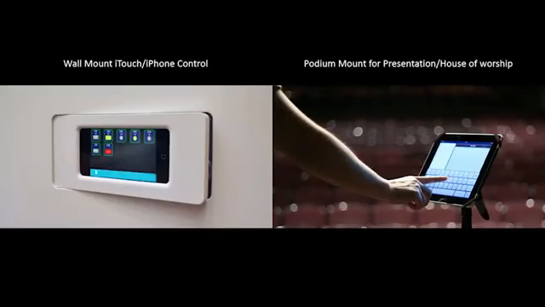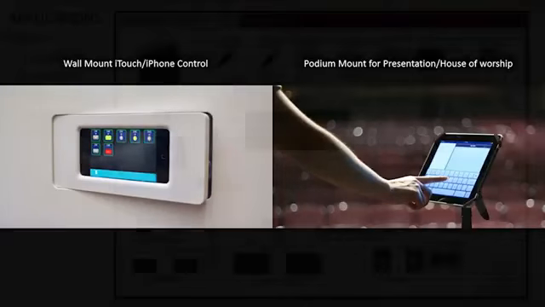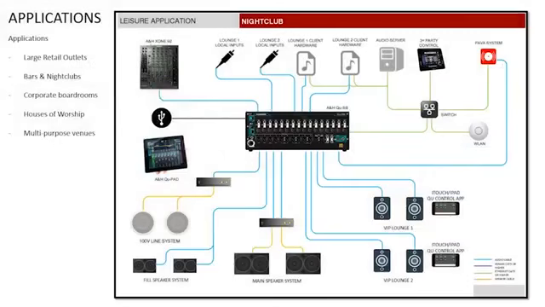We see various applications for Q Control, one of them being a wall mount iTouch or iPhone behind a bar or restaurant, or we could have a podium mount for presentations or house of worship. You can have your presentation software running and then bring in your side app for small little adjustments. A couple of applications.